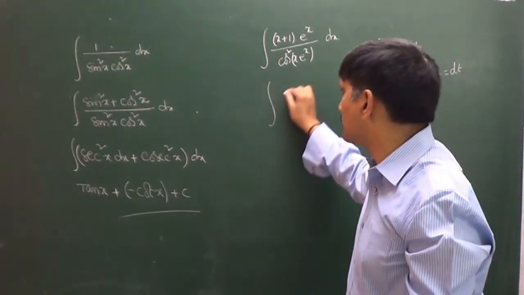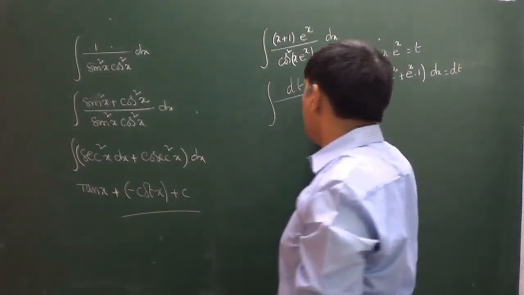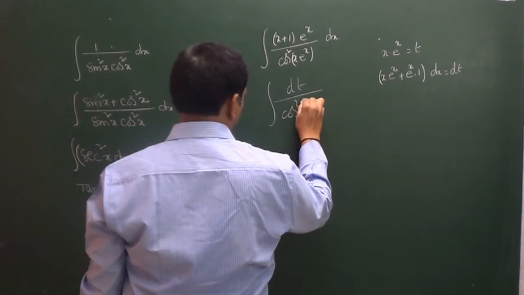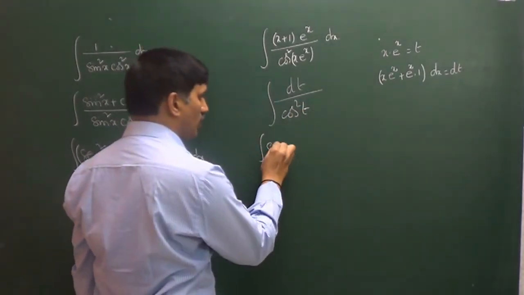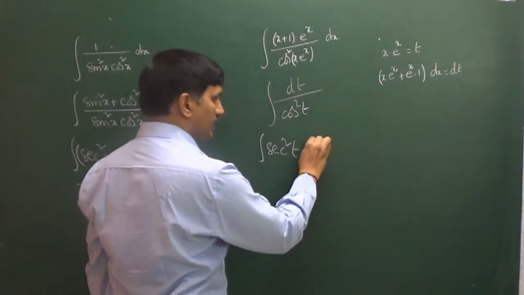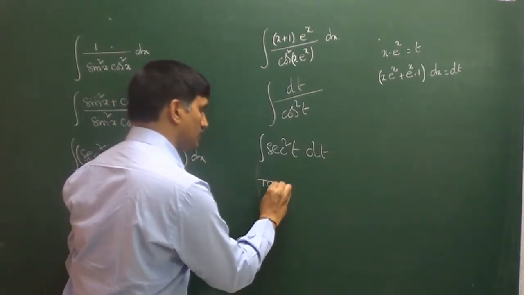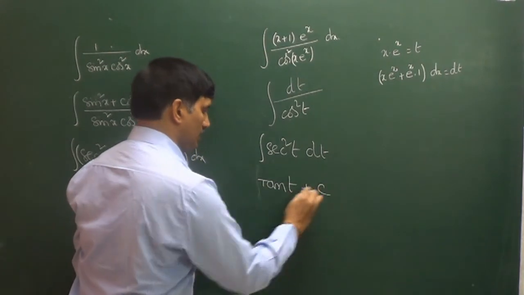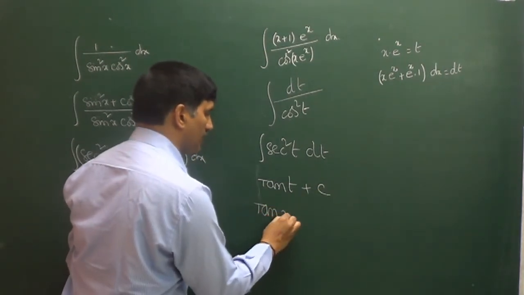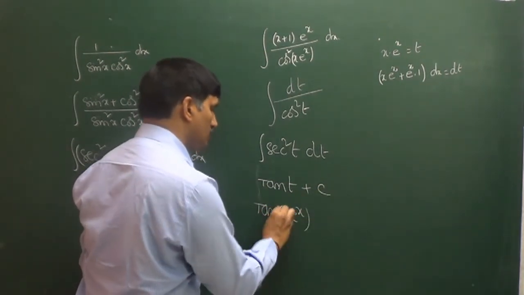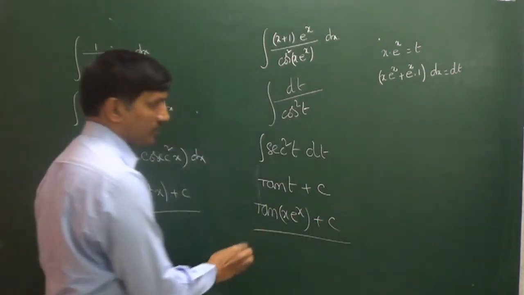So the question changes as dt divided by cos square t, that is equal to integration of secant square t dt. Now secant square t integration is tan t plus c. Now in place of t what do we write? X into e to the power of x, plus the constant of integration.